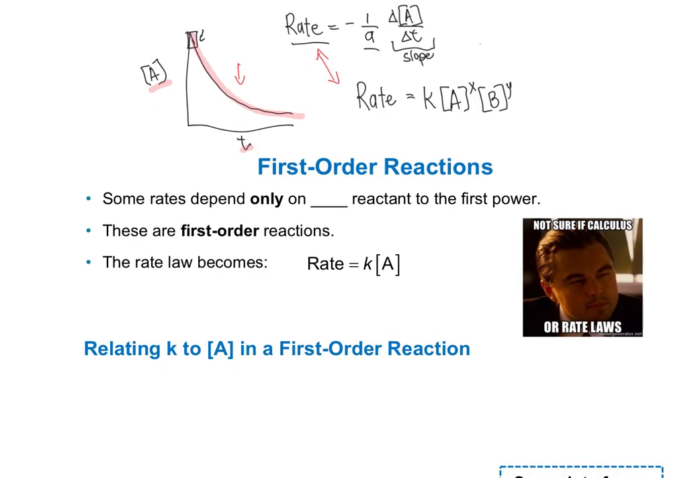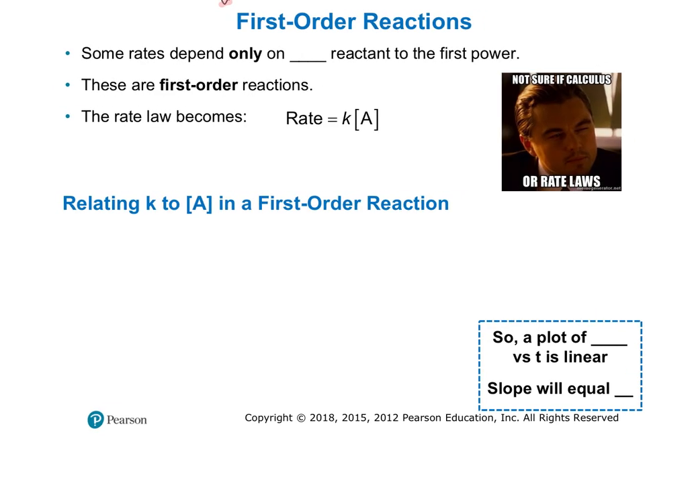So let's jump into first order reactions. Some rates just depend on one reactant to the first power. Those are first order reactions. We're going to make a few assumptions for all of these. The first assumption is that we only have one reactant, and the other assumption is that the coefficient for it is equal to 1. So it would just be like A goes to some kind of products. Okay, so we're going to use that to move forward.